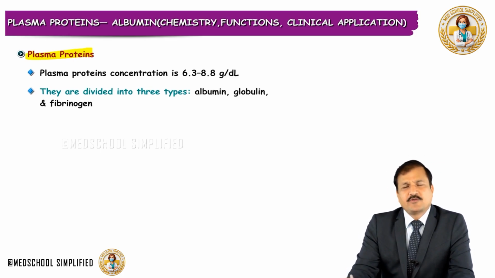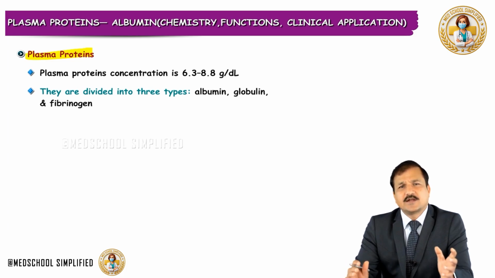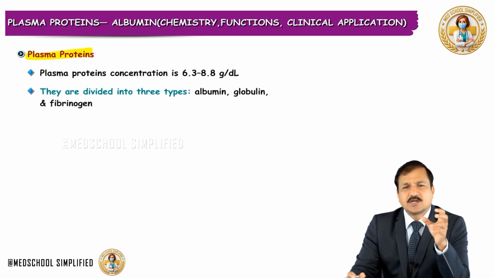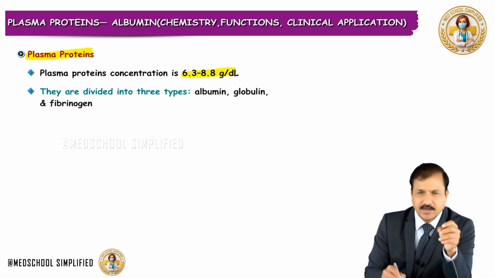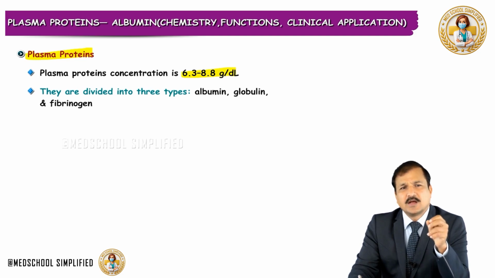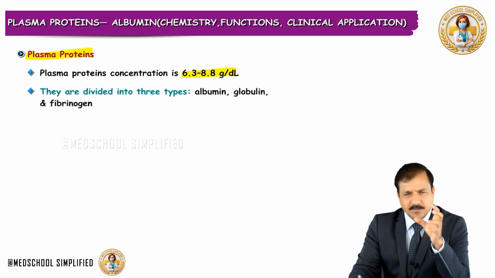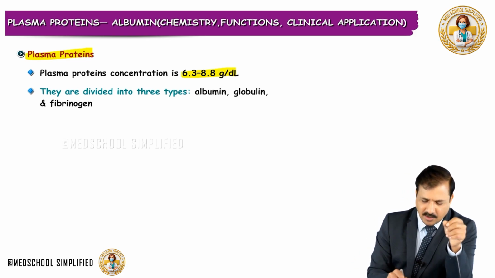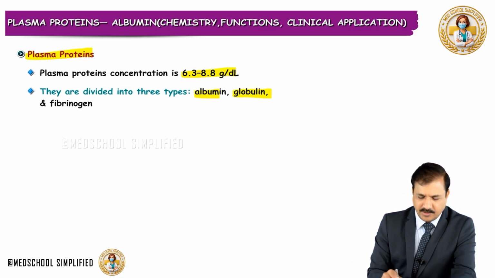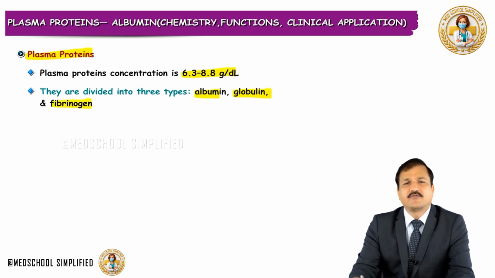Plasma contains over 200 individual proteins that are structurally and functionally different from each other, and the plasma concentration of these proteins can vary from 6.3 to 8.8 grams per 100 ml of blood. These plasma proteins can be broadly divided into three types. One is albumin, the other is globulin, and the third is fibrinogen.